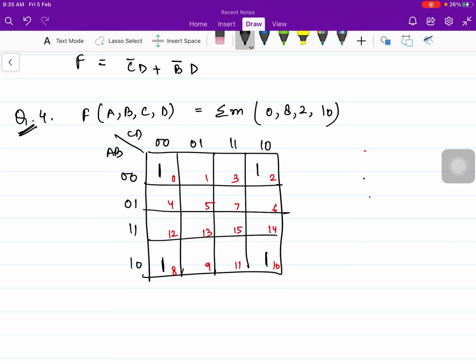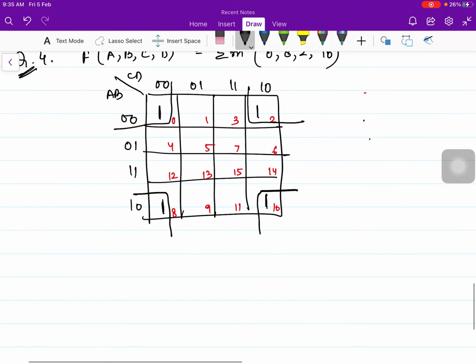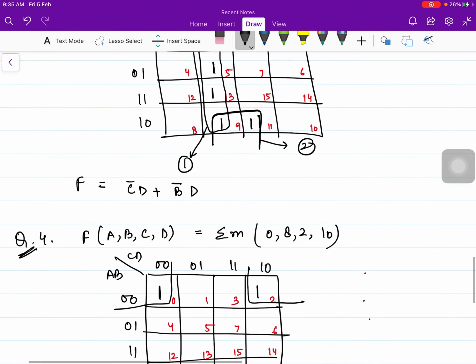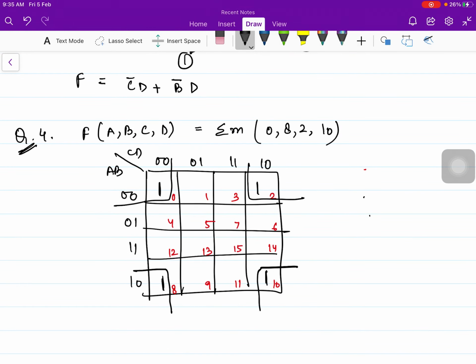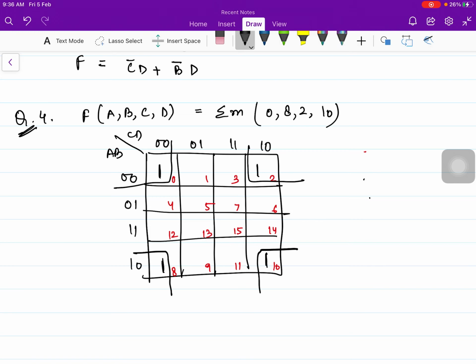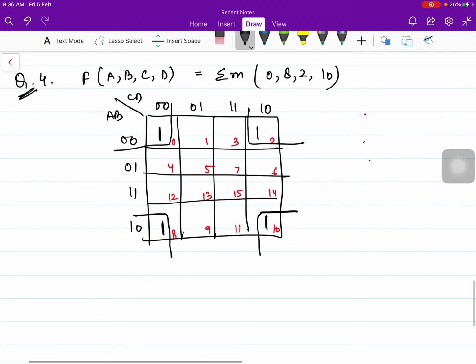Now search for the biggest group. Group of 16, not possible. Group of 8, not possible. Group of 4. I told you in the previous lecture also, just pay attention to the corners. You are finding a 1 at each corner. That means when you fold the K-map, all the ones will lie above each other. So it is possible to make a group of 4. As you were making the group of 4 for the corner ones in the above question, similar is the case here also. So if corner ones like this are present, you can make a group of 4.